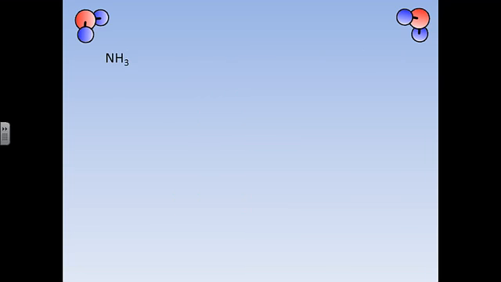The next example is ammonia, or NH3. Nitrogen will be the central atom, and the hydrogen atoms will be placed around it. Nitrogen is in group 15, so it has 5 valence electrons. Hydrogen is in group 1, so each hydrogen has 1 valence electron.